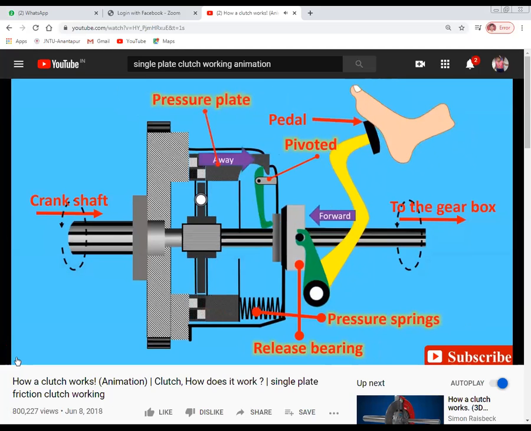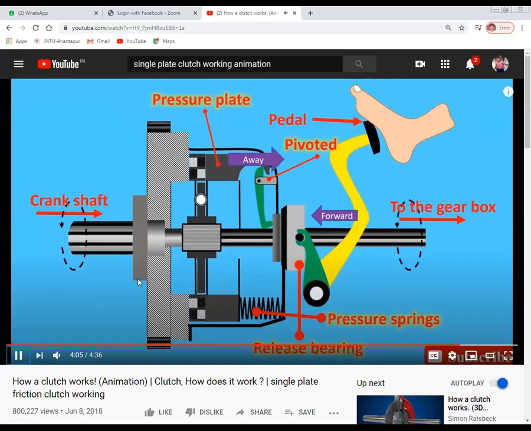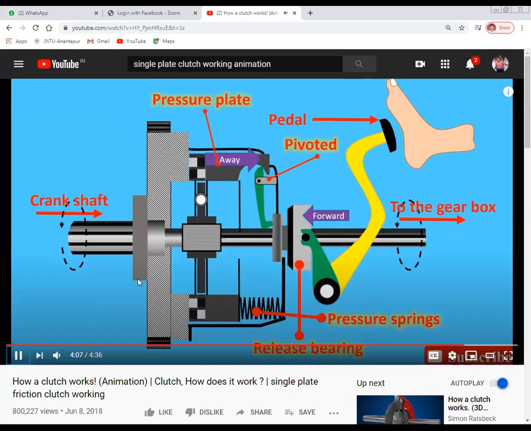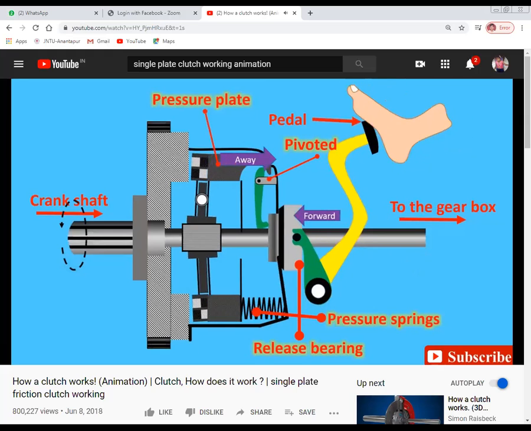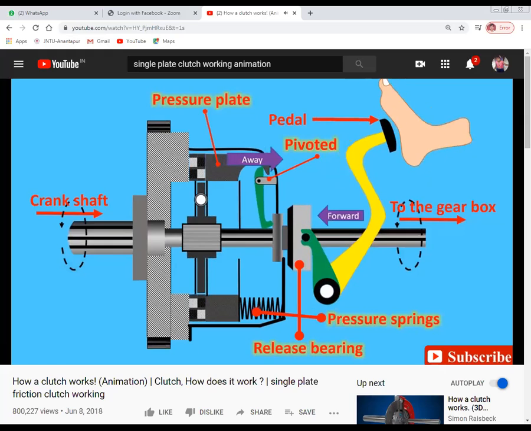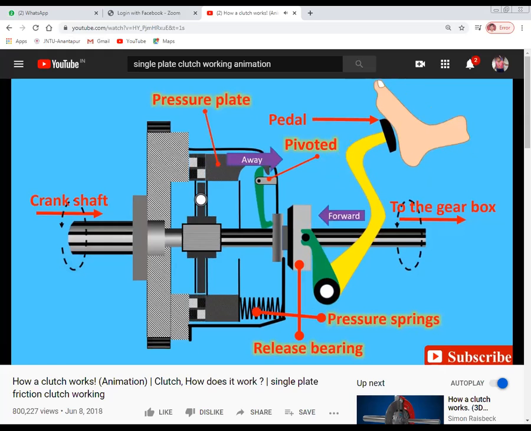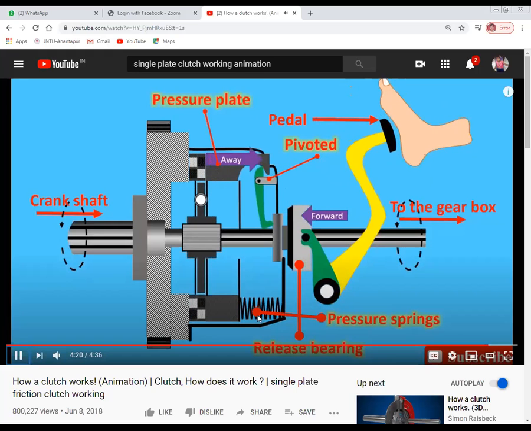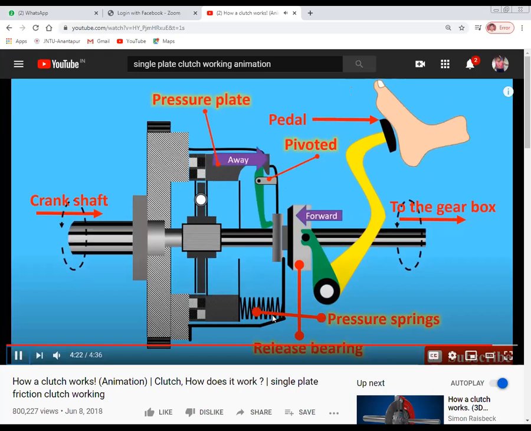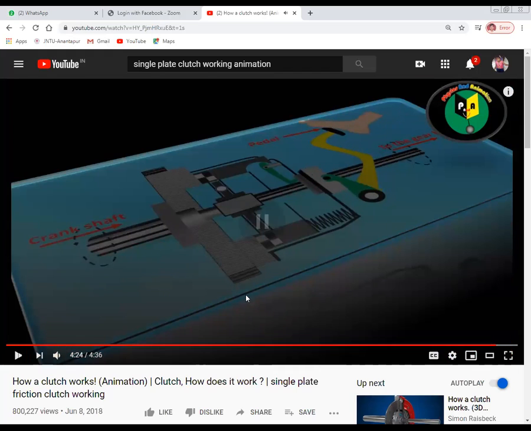During the disengaged position, the power cannot be transmitted. That you have to remember. During the engaging position, the power can be transmitted. So the springs are there. Springs are used to bring the plate back to its original position, because energy can be released. The pedal pivot energy can be released by using pressure. That is a pressure spring. Right.